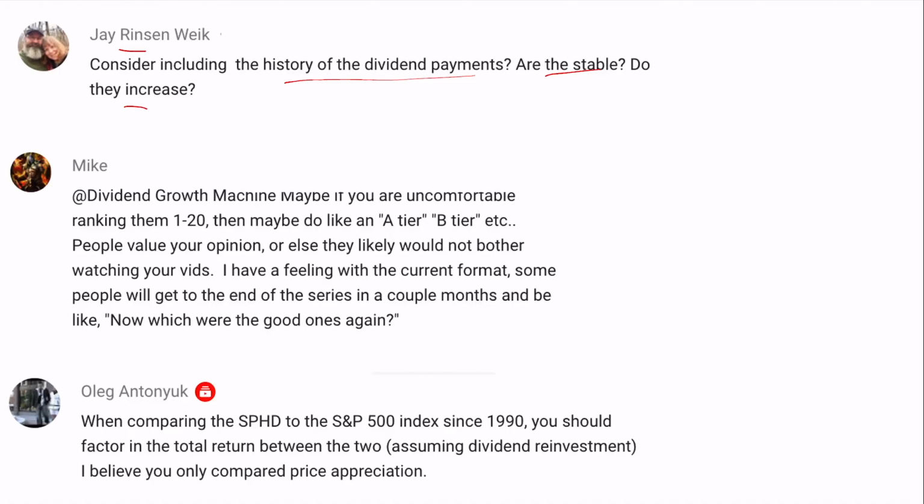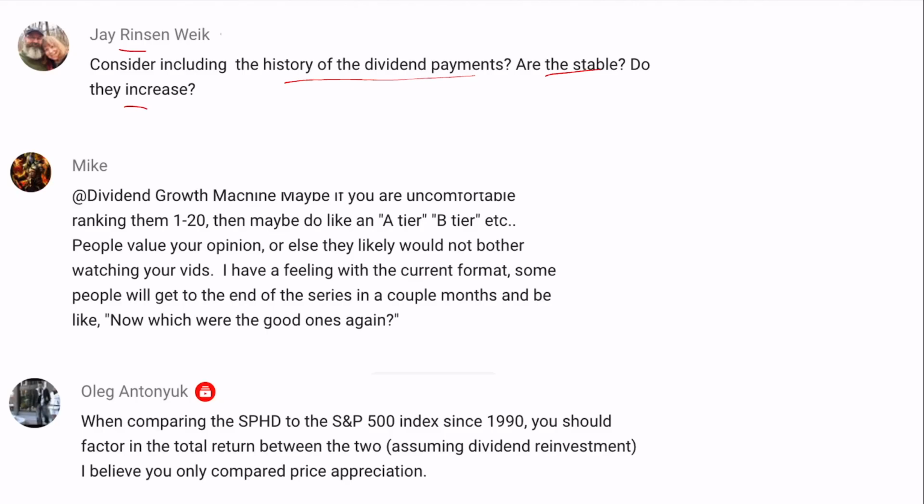Mike also mentioned that at some point in the future, maybe I could do a wrap-up video with different tiers, giving you guys a bigger picture view on how these ETFs stack up. So I'm going to go ahead and do that at the end of this series.